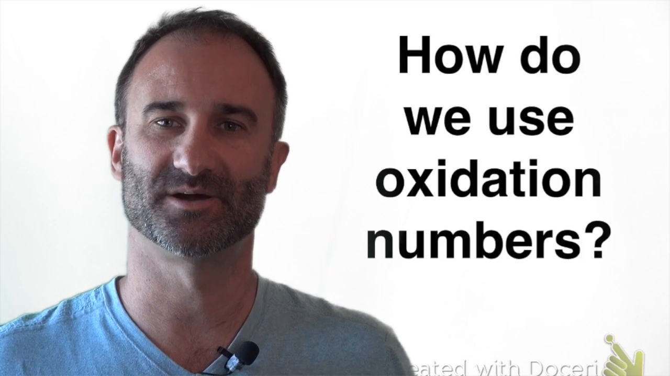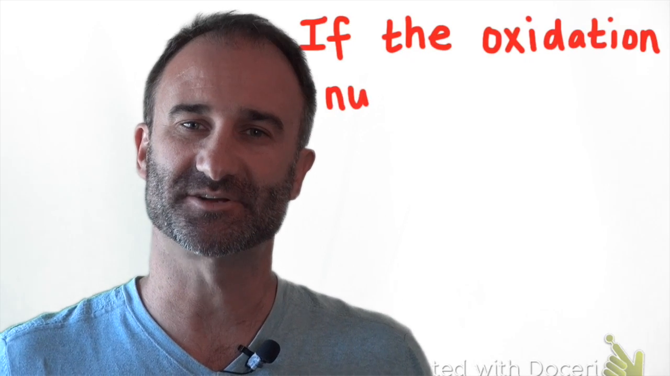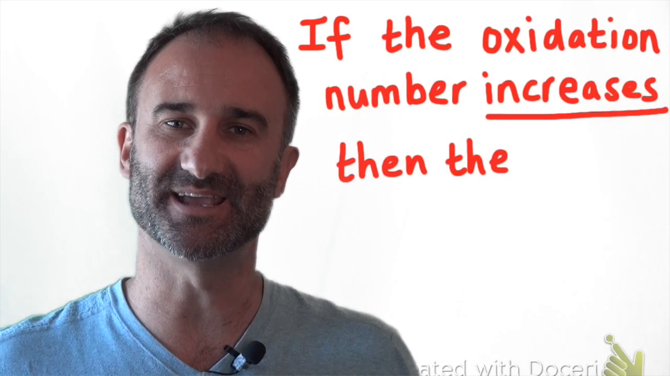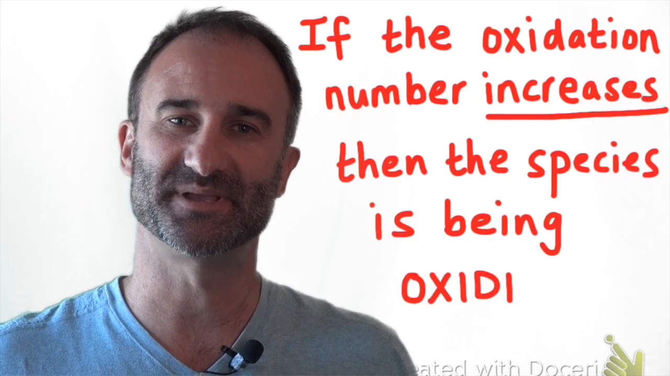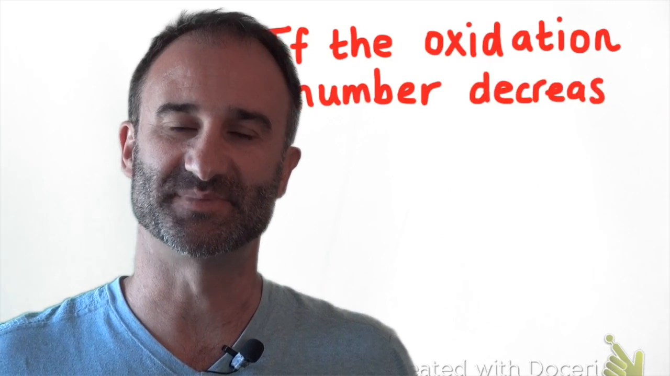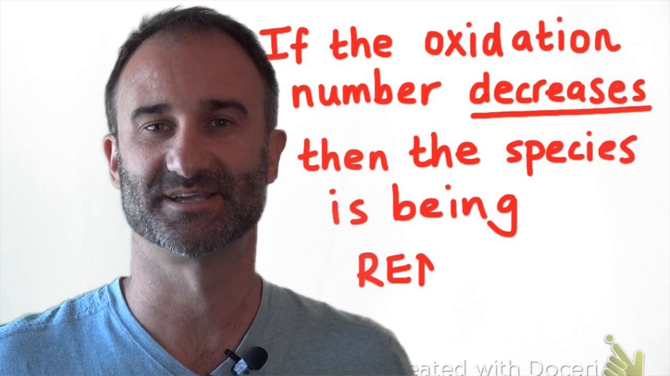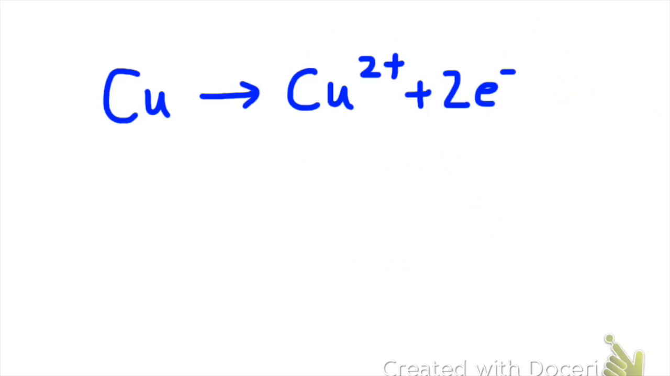Now that we can assign oxidation numbers, let's have a look at how we use them in redox chemistry. 2 important facts to remember. Firstly, if the oxidation number of a species increases, then it means that that species has been oxidized. And similarly, if the oxidation number of a species decreases or reduces, then that substance has been reduced.